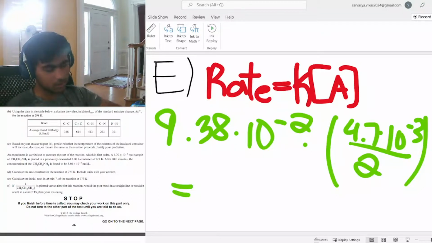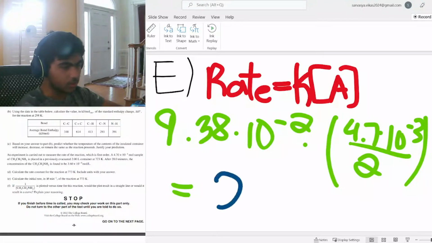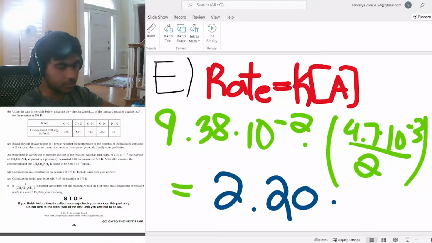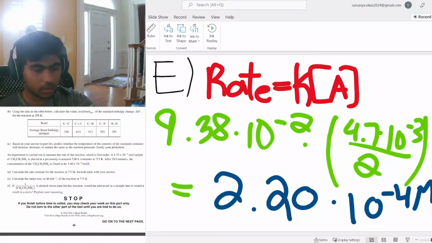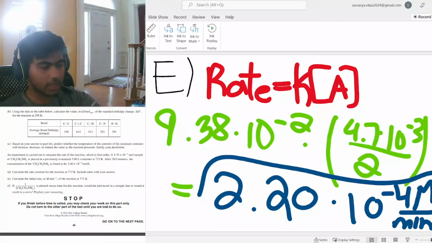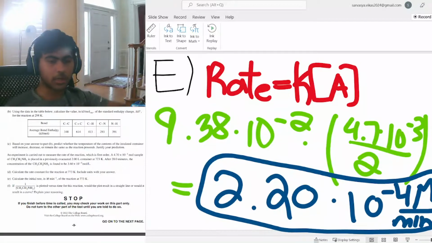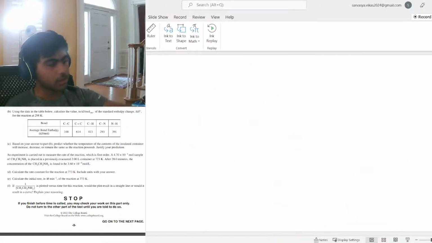And that's going to be equal to, what is that going to equal? That makes our initial rate equal to 2.20 times 10 to the negative 4. Right? And that's going to be in molarity per minute, and that is our initial rate. Right. Let's keep going on to part F.